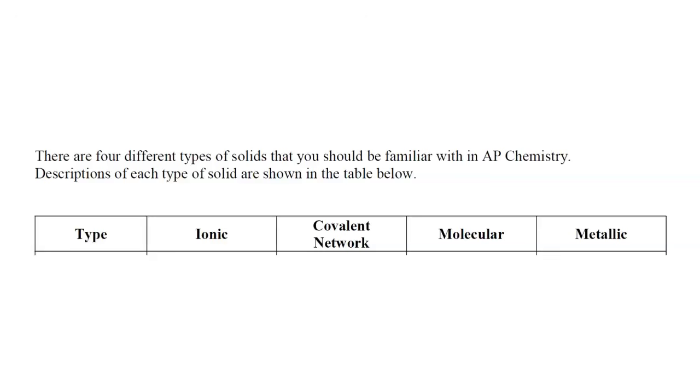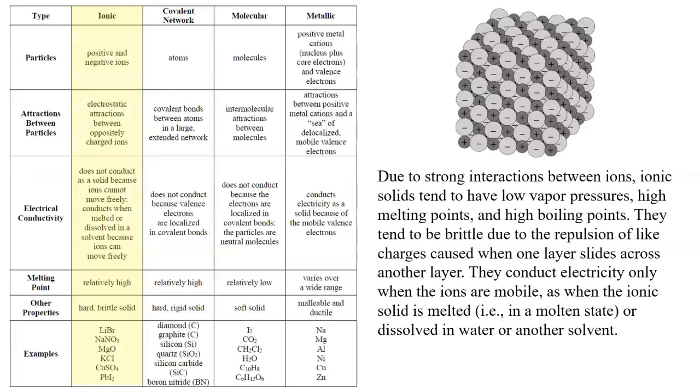There are 4 different types of solids that you should be familiar with in AP Chemistry. Descriptions of each type of solid are shown in the table below. And for each type of solid, we're going to take a look at the particles, the attractions between the particles, electrical conductivity, melting point, other properties, and then we'll look at examples of that type of solid. So let's start with ionic solids.